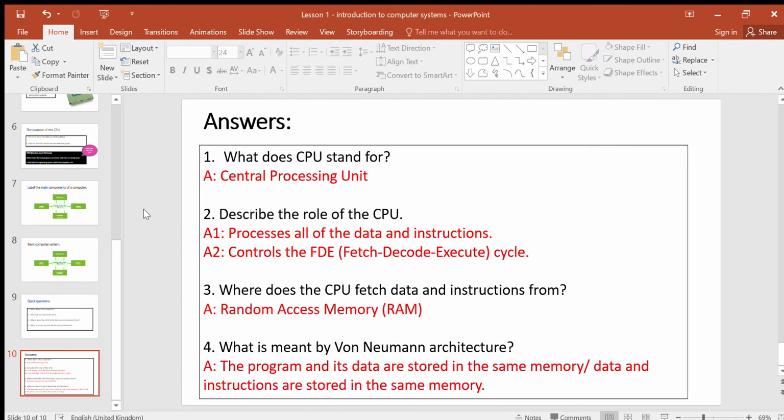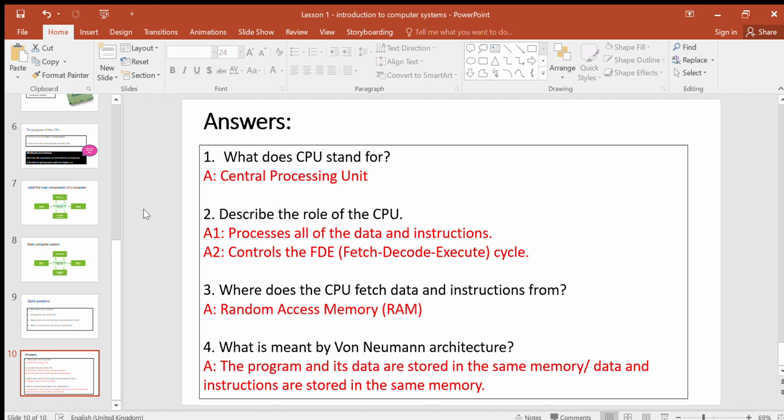Okay, so hopefully you all got that the CPU stands for Central Processing Unit, and its role within the computer is that it processes all of the data and instructions. I hope you all put data and instructions in your answer. And then it controls the fetch, decode, and execute cycle. The CPU does, of course, fetch data and instructions from RAM, which stands for Random Access Memory. And as we talked about at the start of the video, von Neumann architecture is where data and instructions are stored in the same memory location.